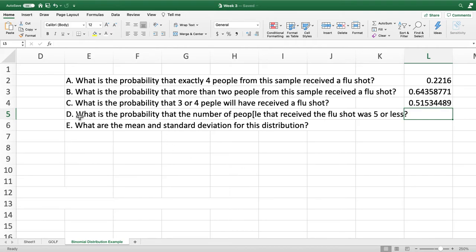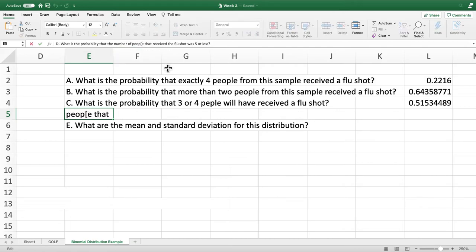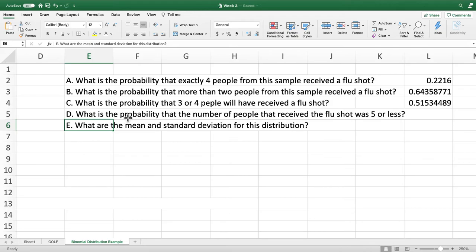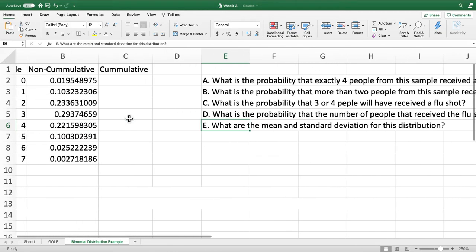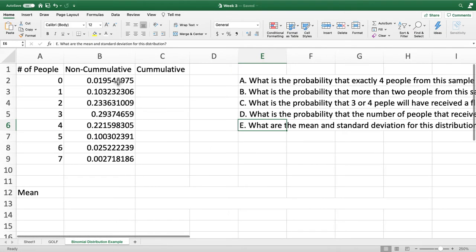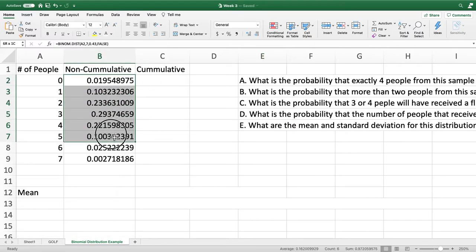So now we want to know what's the probability that the number of people that received the flu shot was 5 or less. So we could come in here and sum up all of those. This is where the cumulative part comes through. So we're going to do that exact same formula, except we're going to put true at the end.